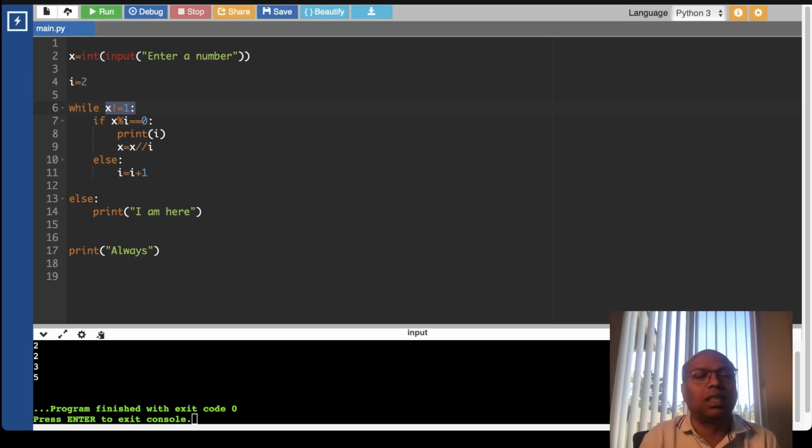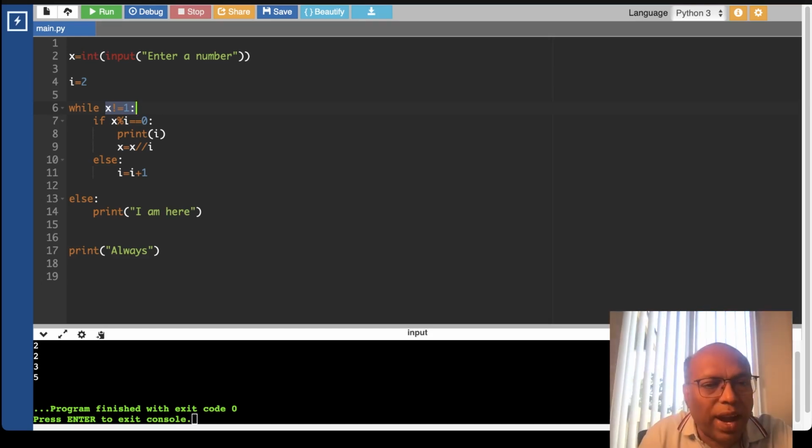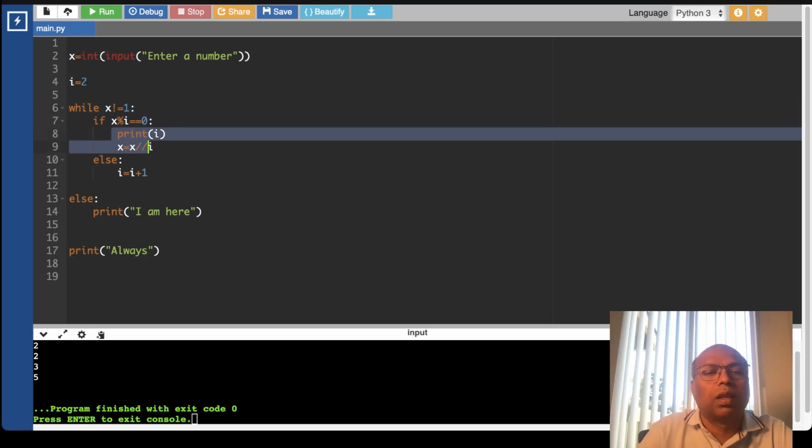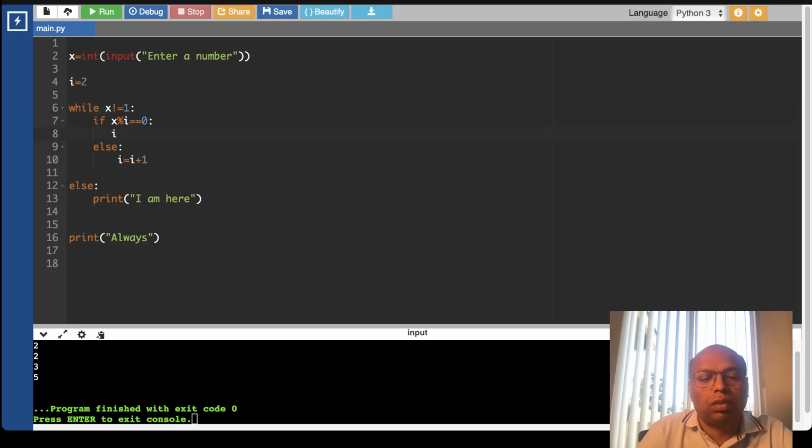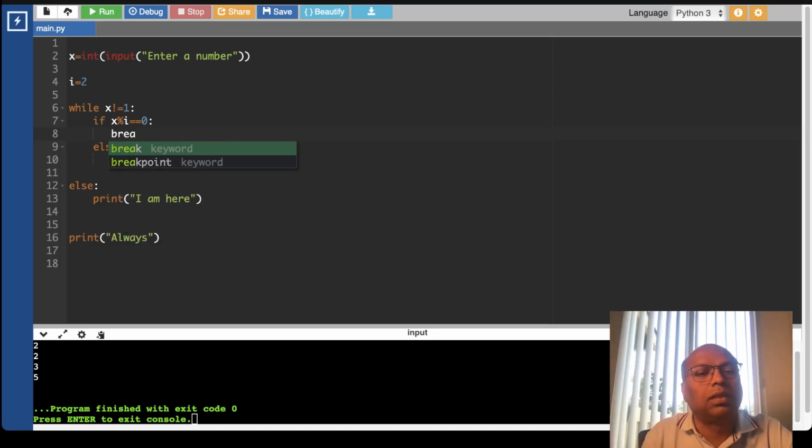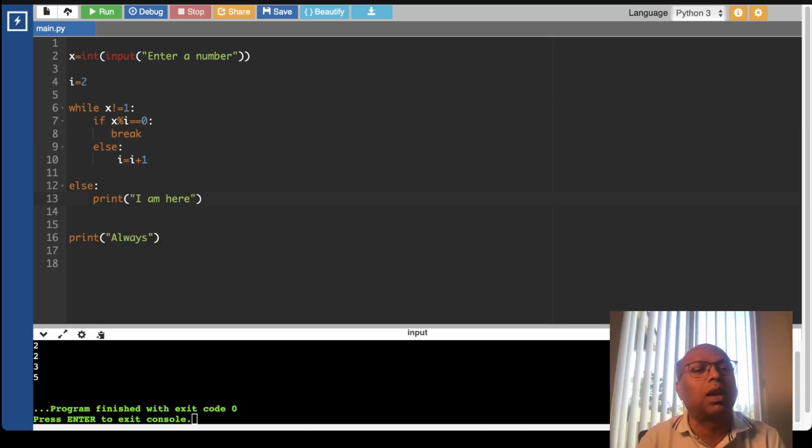Let's say in this case, I want to write a program to say whether the number has only 1 and itself as divisors. No other divisor it can have. That's a prime number, right? So in this case, if anybody divides, I don't need to continue. Correct? I don't need to continue this. Break. If you break, you don't come to the else part, otherwise it will come.